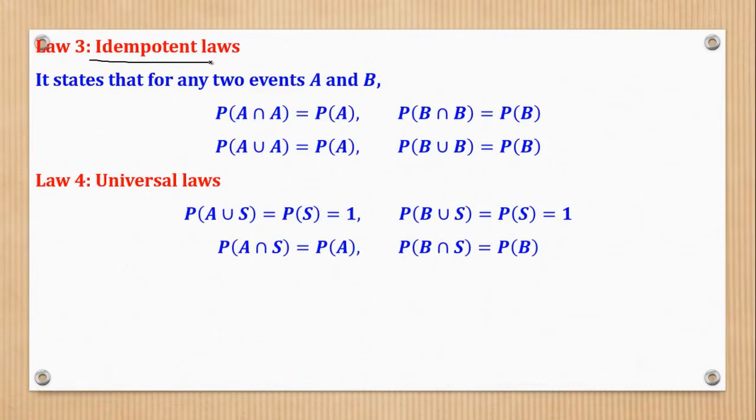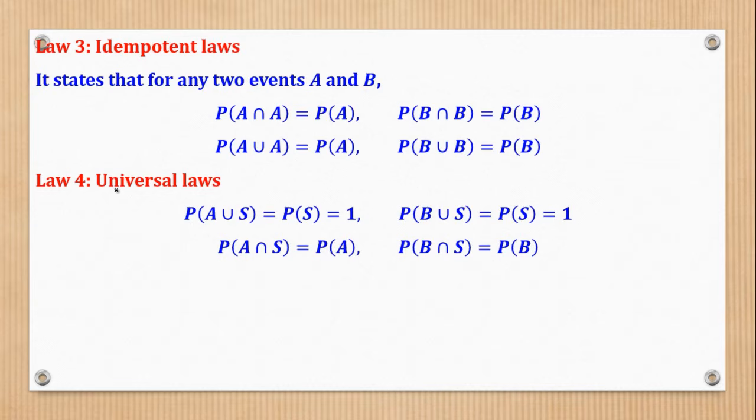Then the idempotent laws say that for any two events A and B, probability of A intersection A is equal to probability of A. Sometimes the examiner can trick you and say, find the probability of A intersection A. Then you may wonder what to do, but always remember that when they say A intersection A, it means probability of A. And when they say A union A, it means probability of A. When they say B intersection B, it means probability of B. And when they say B union B, it means probability of B. So that's what the idempotent law means.